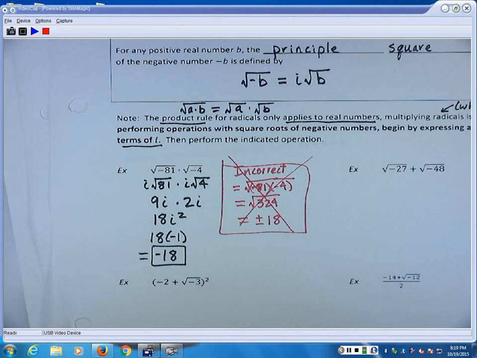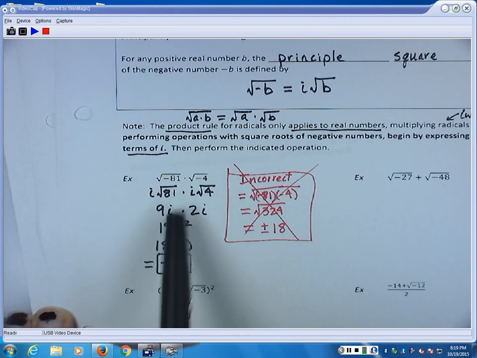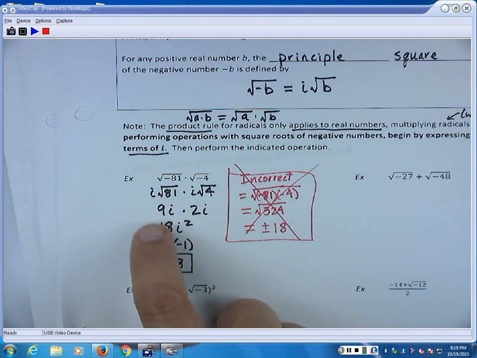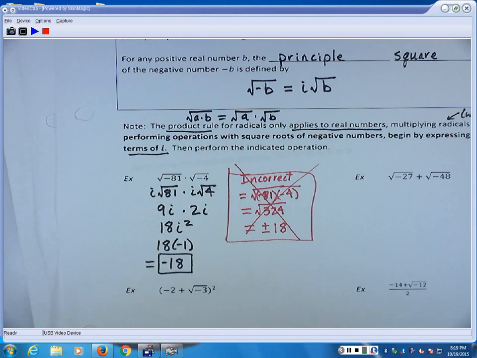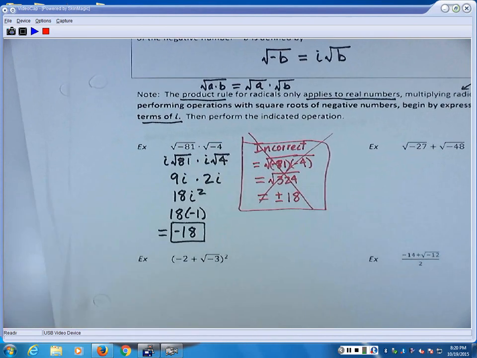Yeah, do some more problems, but I wouldn't want you to be writing your work like this to check it, because this is the way you need to do it. And remember, i squared is negative 1. Okay, so you can skip some steps and write down that this is 9i times 2i and stuff. The only time you worry about this is when you're multiplying those things. That's the only time this happens.